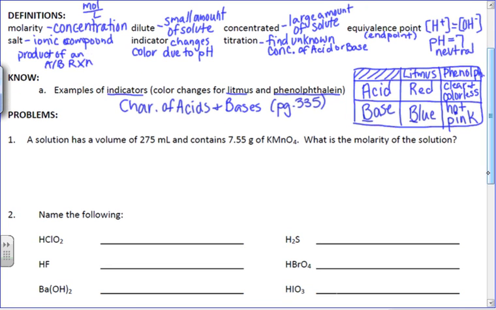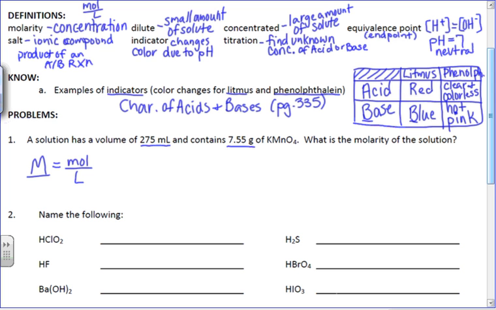Now we have some problems that we're going to look at. The first one says a solution has a volume of 275 milliliters and contains 7.55 grams of potassium permanganate. What is the molarity of the solution? So you have to remember how we calculate molarity. Molarity is equal to moles divided by liters. And you'll notice if we look at our numbers given that we don't have either of those things. We have milliliters and grams.